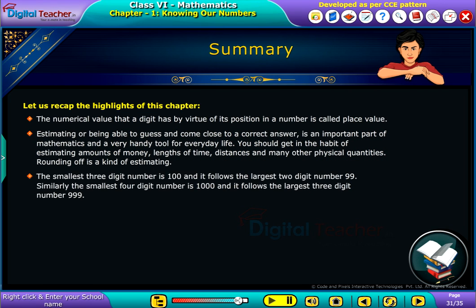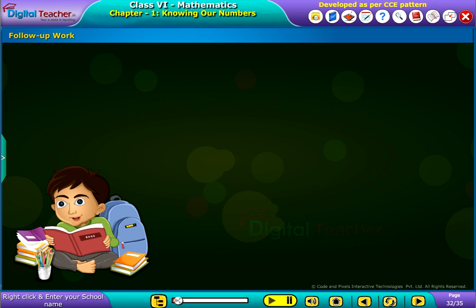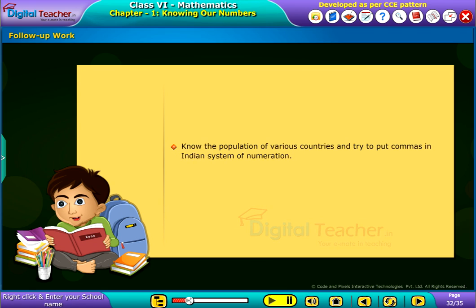The smallest three-digit number is 100 and it follows the largest two-digit number 99. Similarly, the smallest four-digit number is 1000 and it follows the largest three-digit number 999. Follow-up work. Know the population of various countries and try to put commas in Indian system of numeration. Know the highest and smallest of 10-digit, 11-digit and 12-digit numbers.